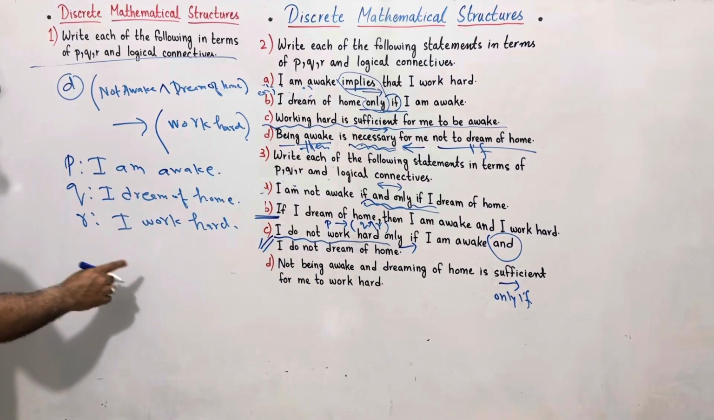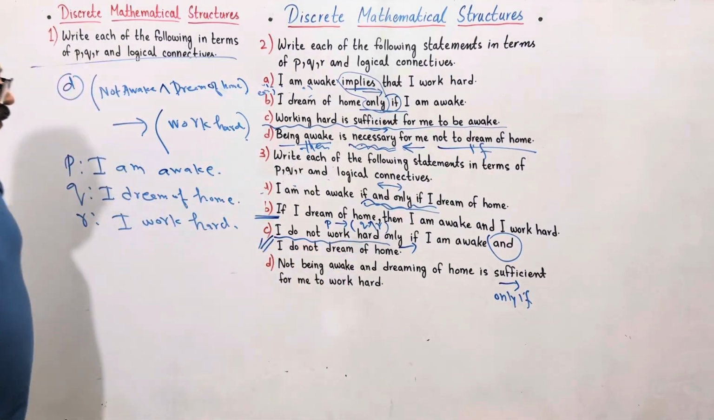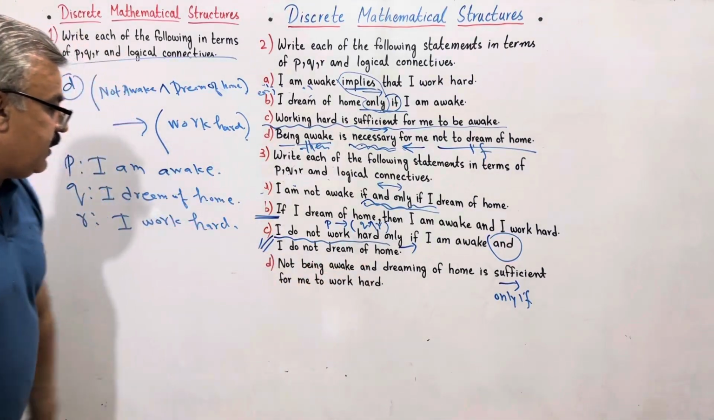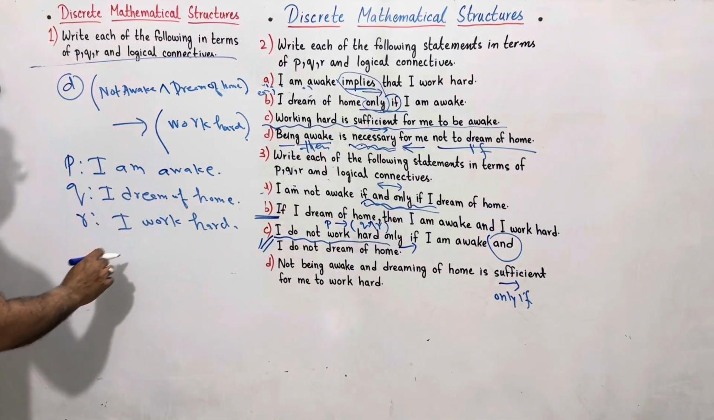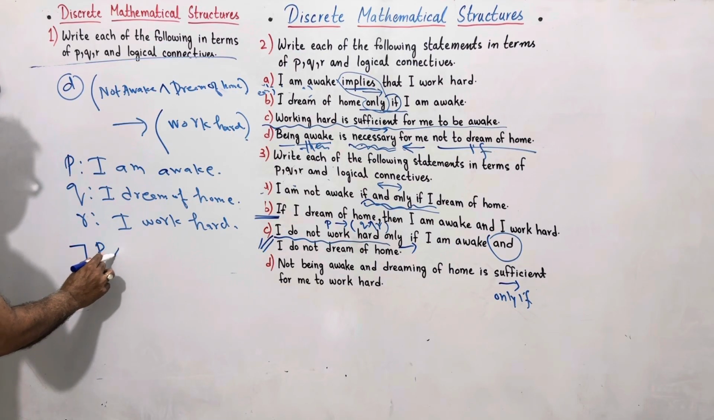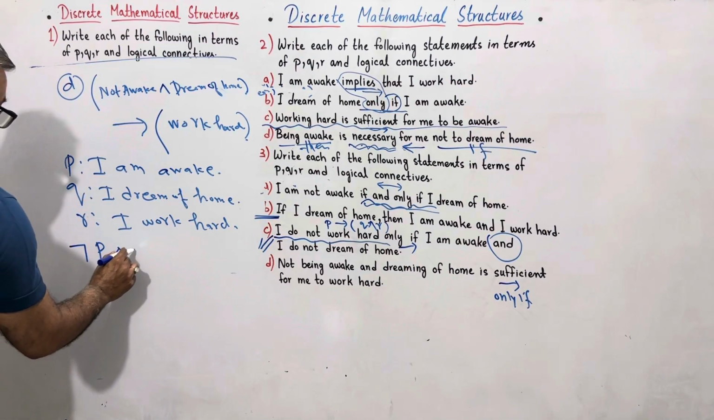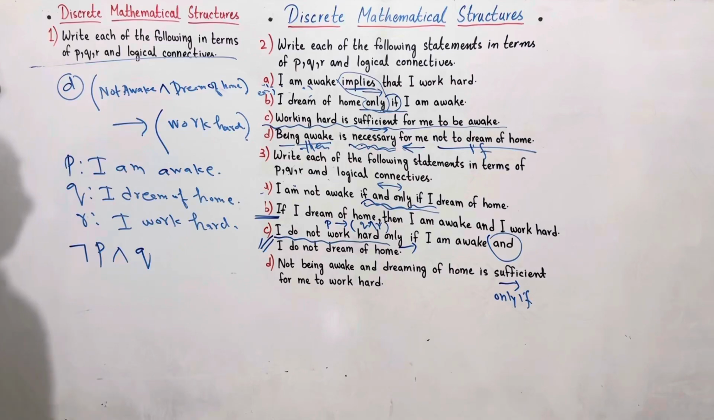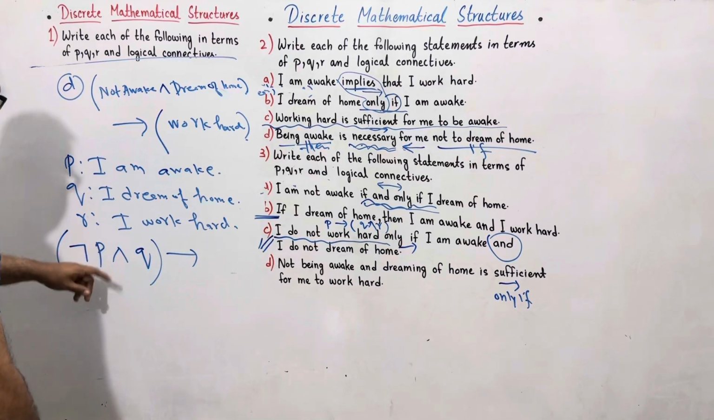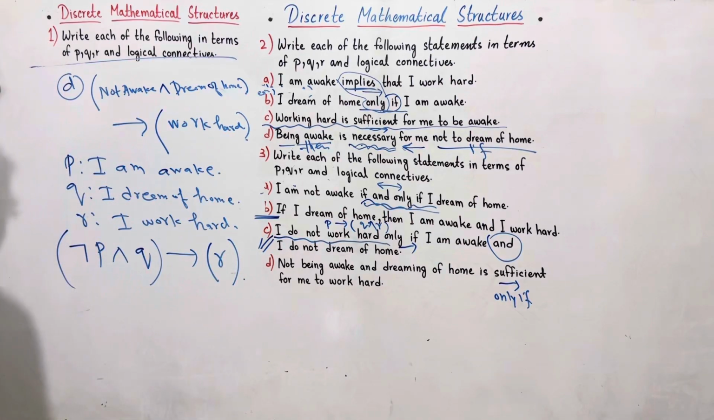We have not being awake and dreaming of home. Not being awake, negation of this one, and dreaming of home. Dreaming of home means Q. Implies that I work hard. Implies sufficient for working hard. Implies R.